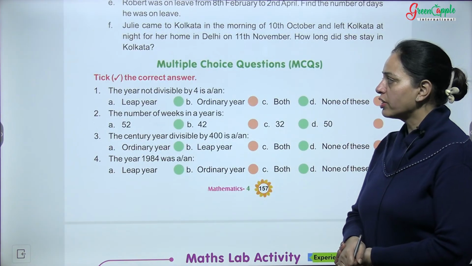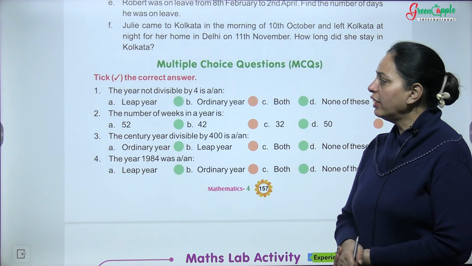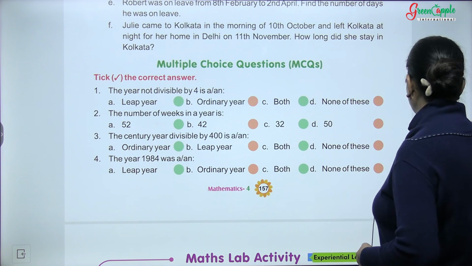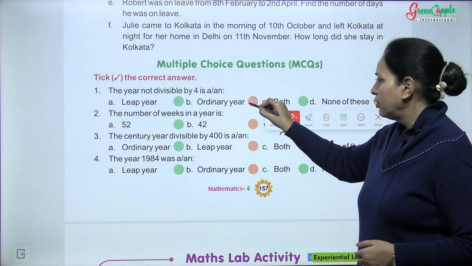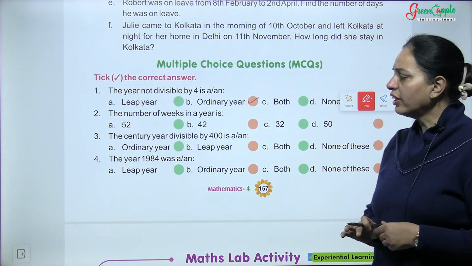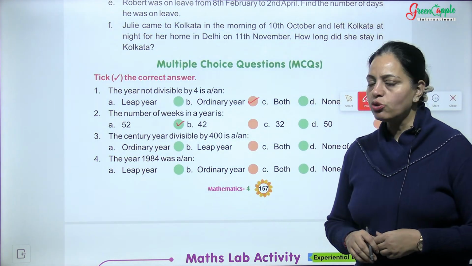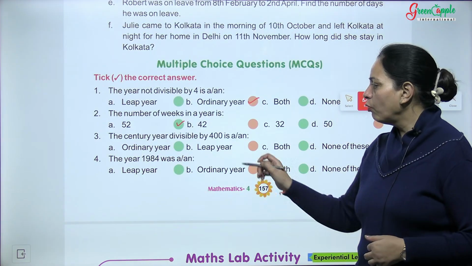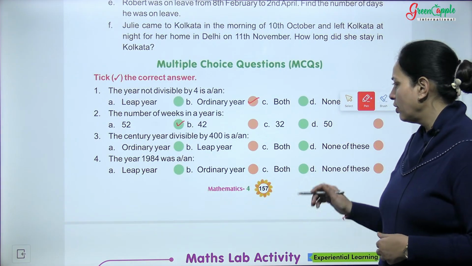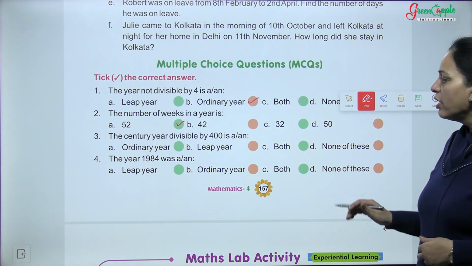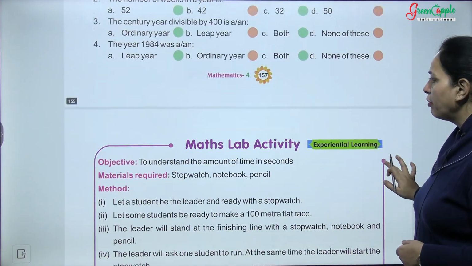Now come to MCQ. Choose the correct answer. The first, the year not divisible by 4 is an ordinary year. The second, the number of weeks in a year is 52. The third, the century year divisible by 400 is in what? You can just find out. Similarly, you can try the remaining parts.